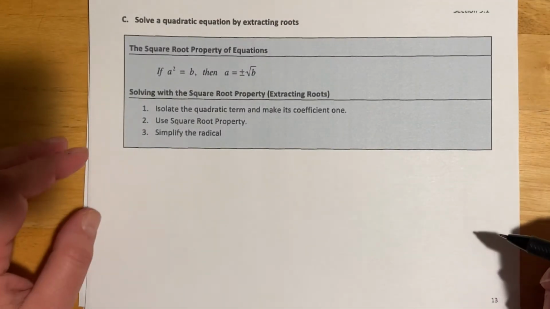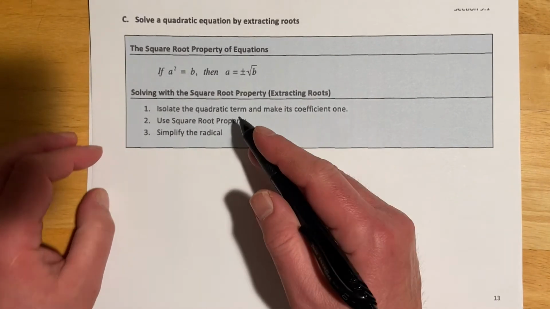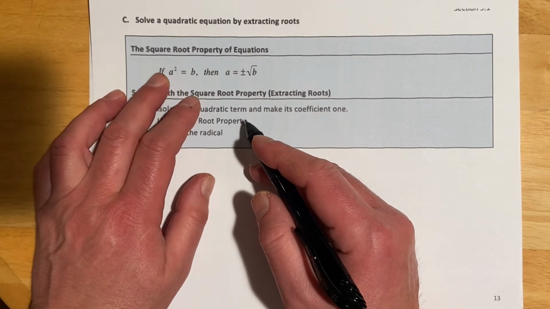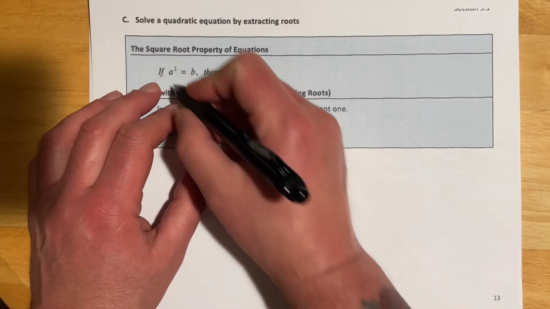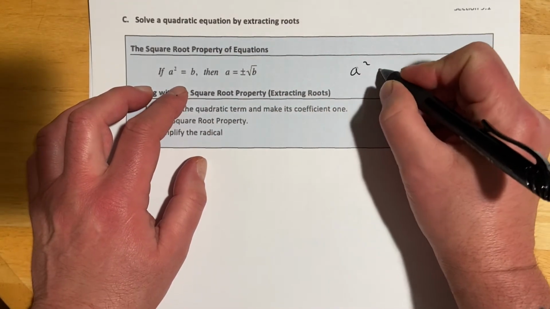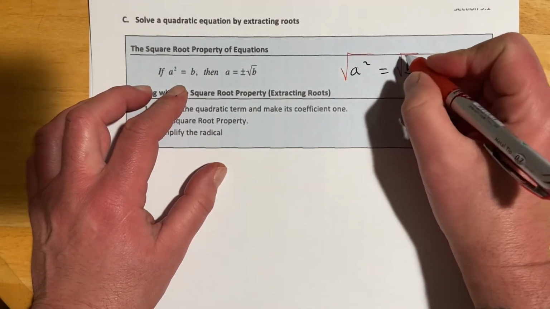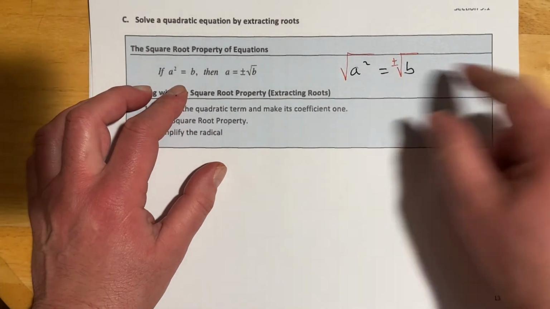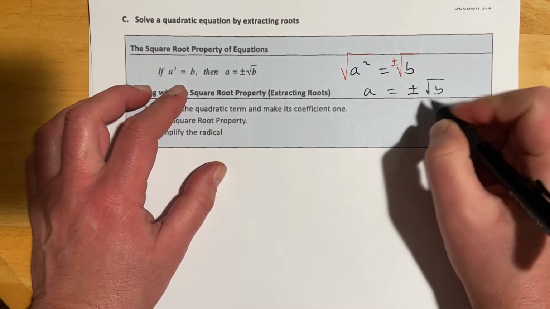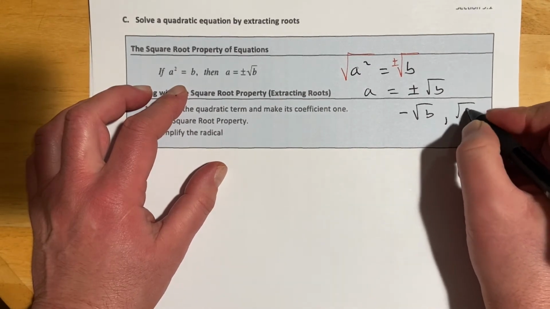Okay, so that gets us to solving quadratics by extracting roots. And to do that, we're going to use something called the square root property of equations. And what this says is if I have a squared equals b, what I can do is I can root both sides of that and undo the square. So given a squared equals b, if I take the root and then that plus or minus, I get a equals plus or minus root b. So what this is saying is a could be negative root b or positive root b.